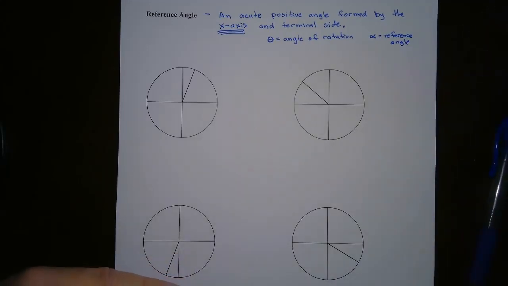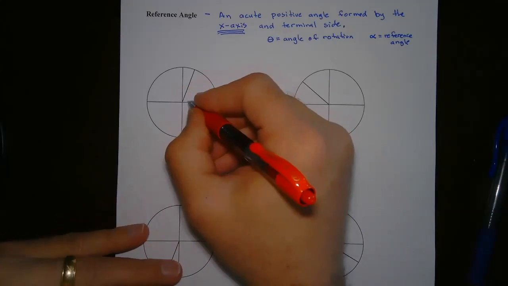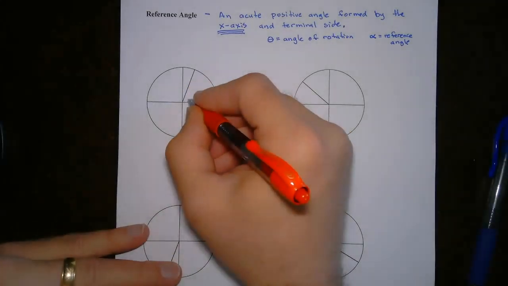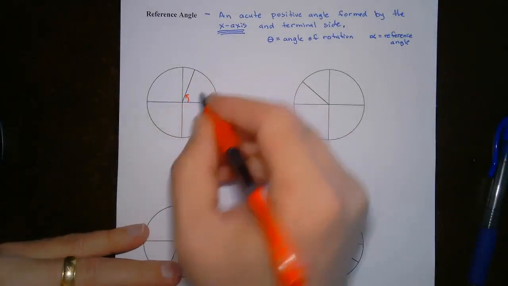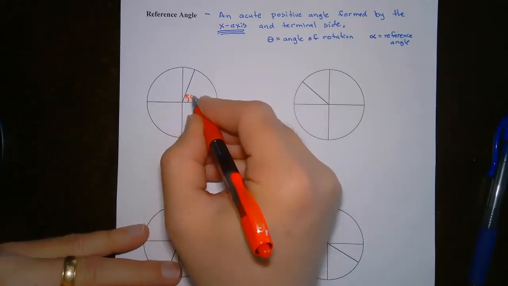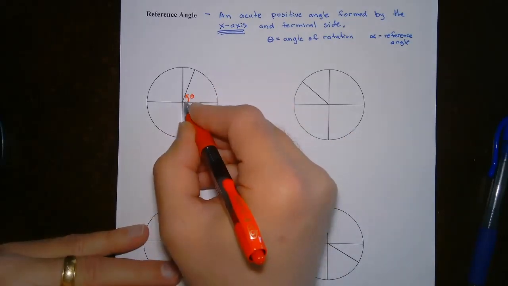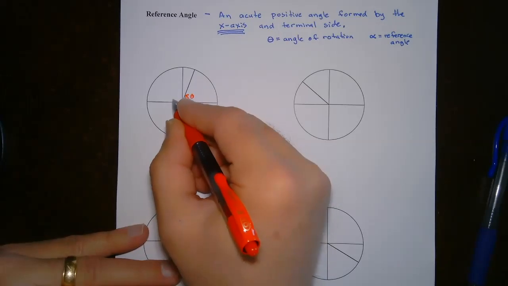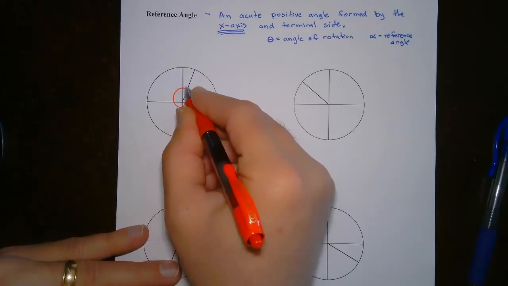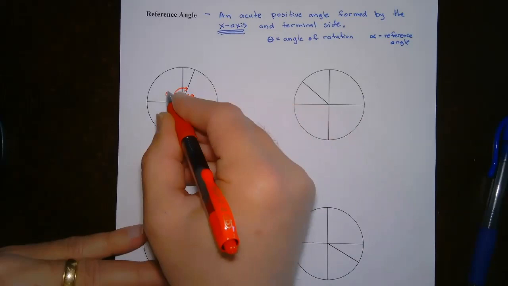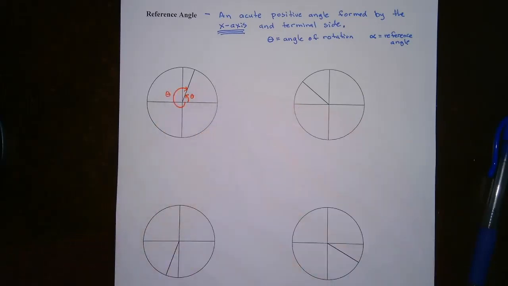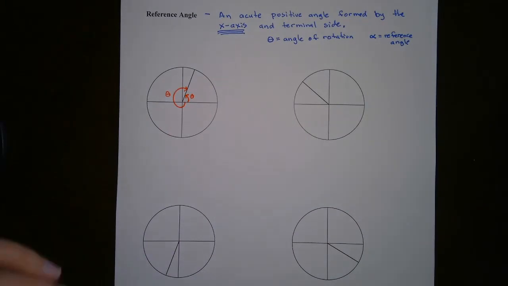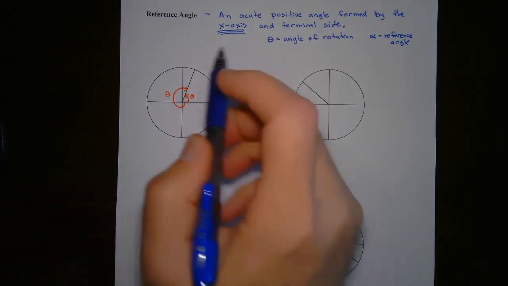Okay, so we're going to look at landing in different quadrants. So if my angle of rotation is this angle right here, that would be a positive angle, theta. Or if I rotate with a negative angle theta this way, the reference angle would be the same. The reference angle would be the same.